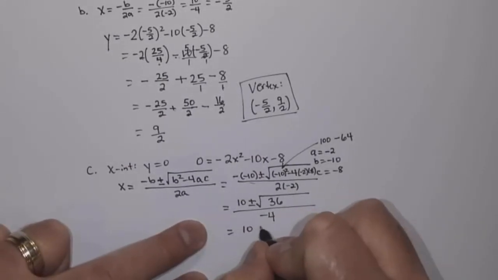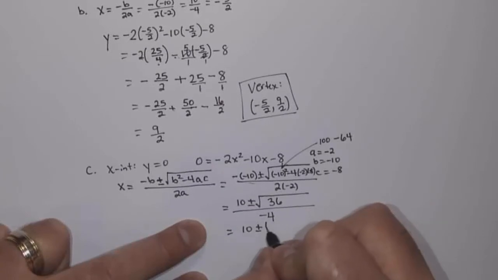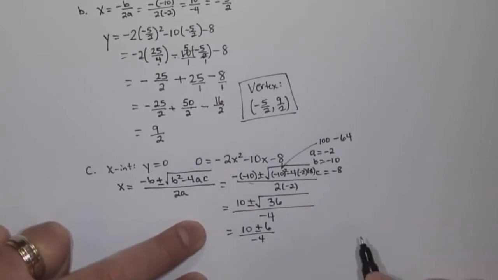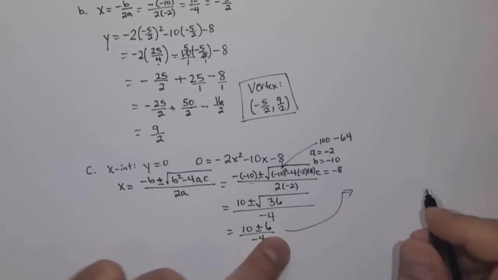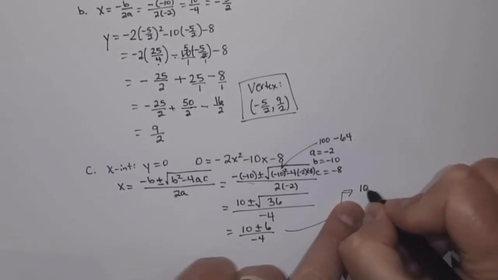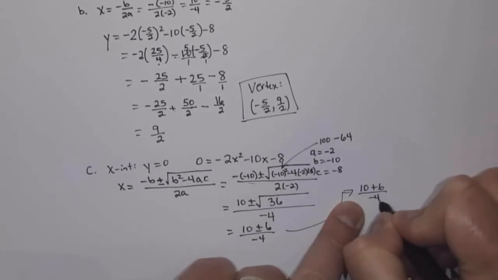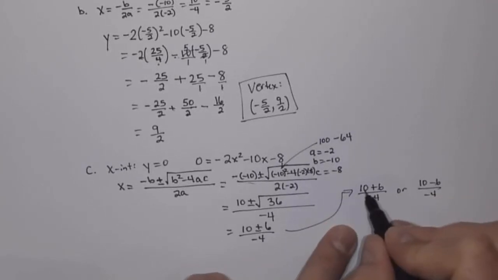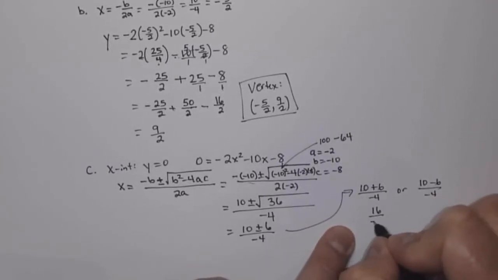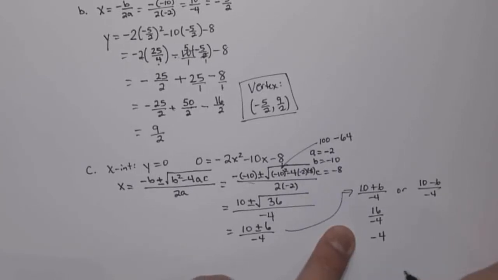So we have 10 plus or minus the square root of 36, which is 6, and that's over negative 4. So again, we have really two things going on here. We have 10 plus 6 divided by negative 4, or we have 10 minus 6 divided by negative 4. Well, 10 plus 6 is 16, and 16 divided by negative 4 is negative 4, or 10 minus 6 is 4. 4 divided by negative 4 is negative 1. So we have negative 4 or negative 1.